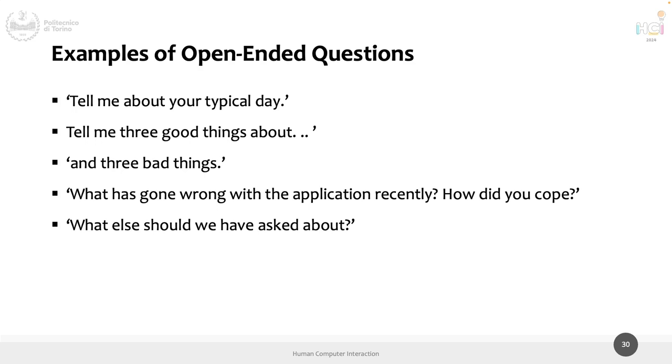If you're talking about an application that exists, what has gone wrong with the application recently, or this week, or this month, and how do you cope? That's a second question, right? A follow-up question. It's defined, but it's a follow-up question. And then you can also end the interview, if you want, with questions like, what else should we have asked you about? Did we forget to cover some topic in my introduction? So these are good examples of open-ended questions that, except the last one, could also be used at the beginning of interviews. And then as the interview proceeds, you go deeper and narrow down your questions.